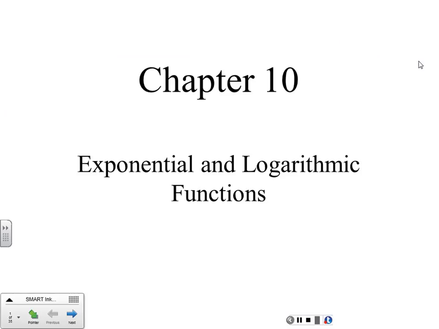Alright, this afternoon we're going to go ahead and start into Chapter 10. I'm going to lecture for about an hour, and then I'll let you go ahead and start your test. So Chapter 10 deals with exponential and logarithmic functions. The first thing we're going to talk about is exponential functions, and logarithmics are just inverses of those.